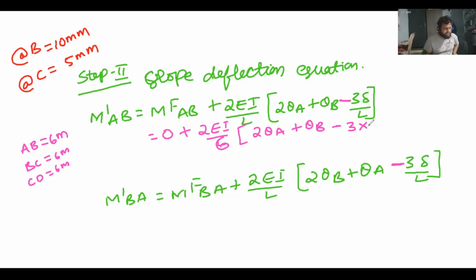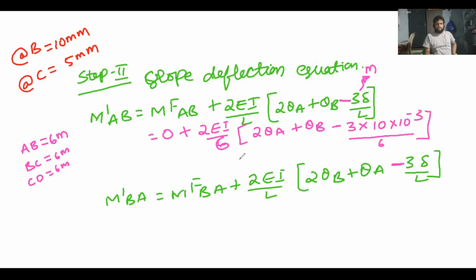So delta is 5 mm. So minus 3 times of, is it 5 or 10? It is 10. So 3 times 10, this is in mm. Since this is in mm, we have to convert this delta into meters. If I take delta in meters, they have given in mm, so 10 into 10 to the power of minus 3, whole divided by 6.